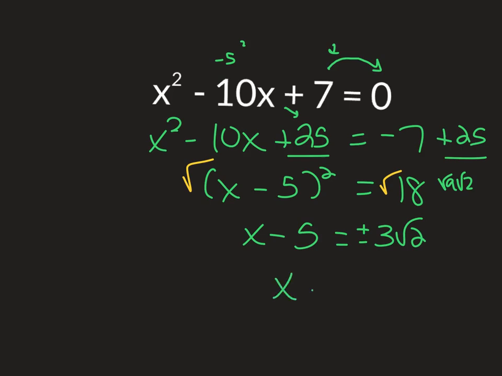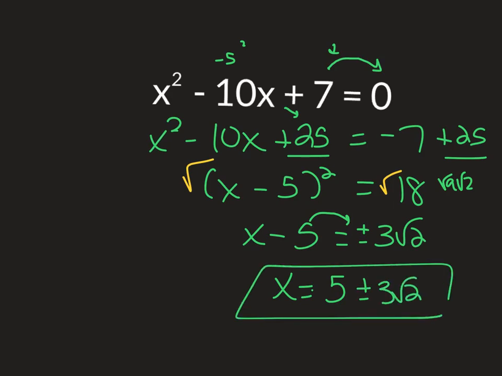You got to get x by itself. So I'm going to move the 5 to the other side. I'm going to put it right there in front. This -5 on the left-hand side, so when it crosses, it becomes plus 5. So x equals 5 plus or minus 3 times the square root of 2.